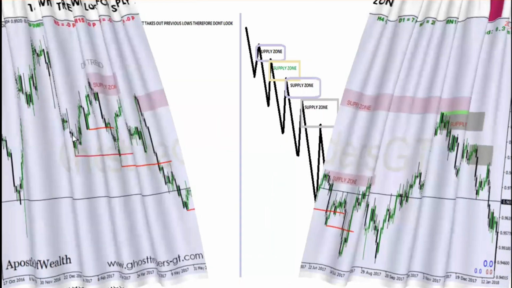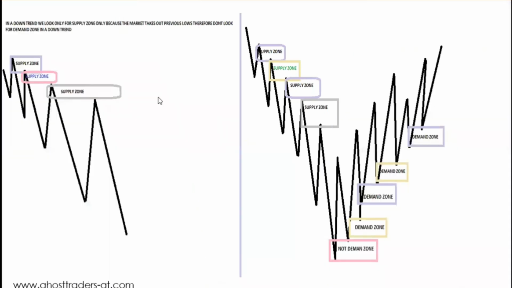Which is the same thing which I've explained. You want to see in a downtrend, you expect the market to be taking out previous lows. Therefore, you cannot be looking for demand and supply zones in a downtrend. You only look for supply zones. That's what you will be looking for.